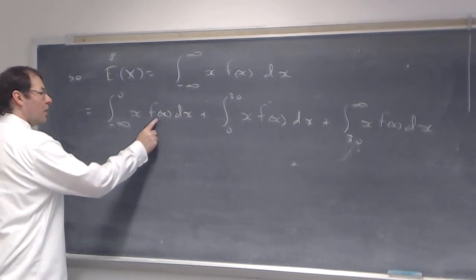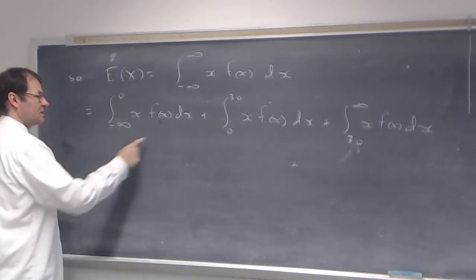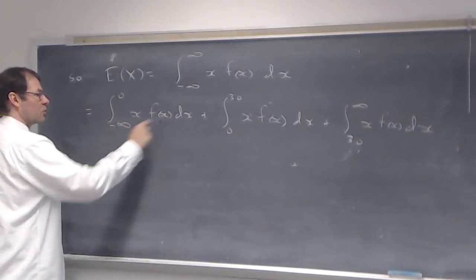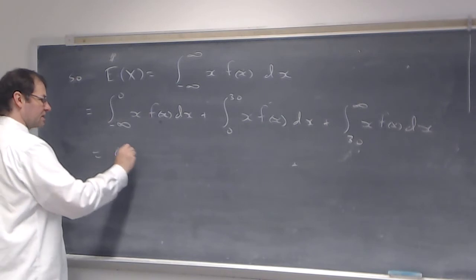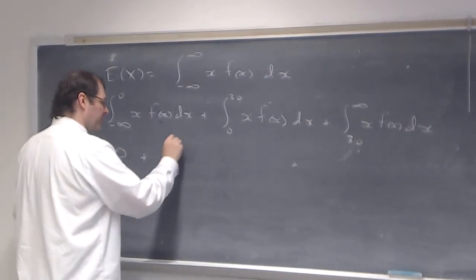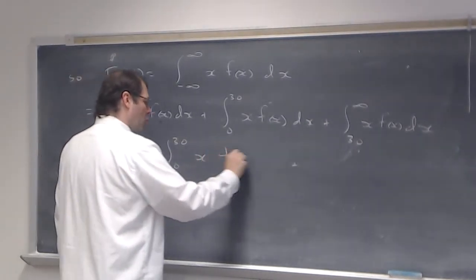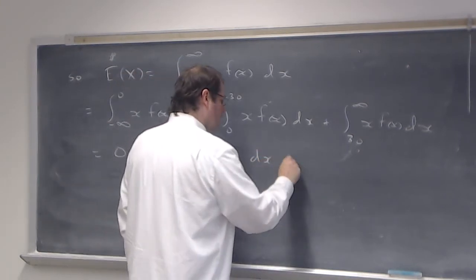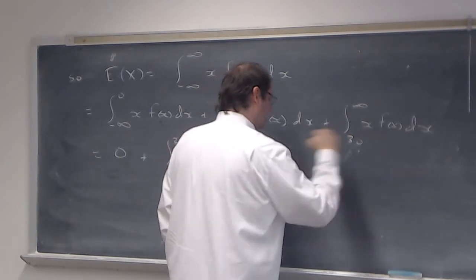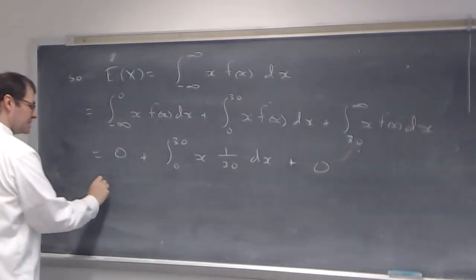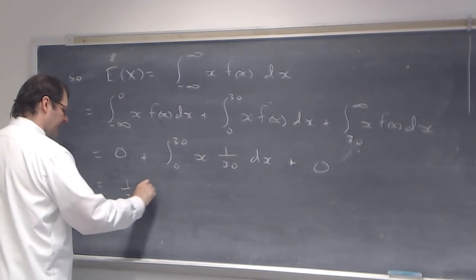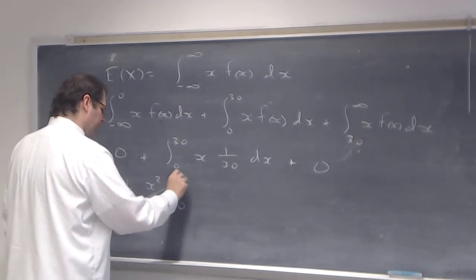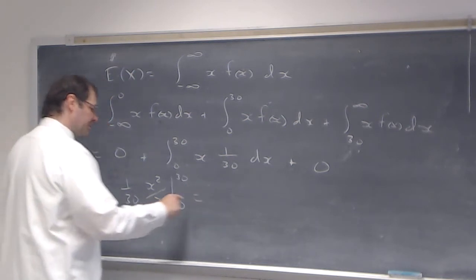And by doing so, over this region from minus infinity to 0, f of x is 0, and so 0 times x is 0, the integral of 0 dx is just 0. So this is equal to 0 plus the integral from 0 to 30 of x times 1 over 30 dx, plus, this guy's going to be 0 because f of x is 0 for this part. And so this ends up being 1 over 30 times x squared over 2. You remember by the integration, we want to evaluate that from 0 to 30.